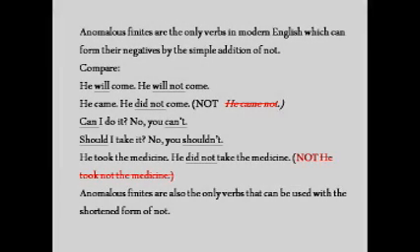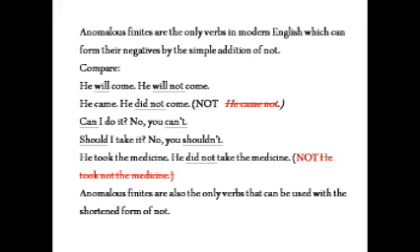So, anomalous finites are the only verbs in English, as I told you earlier, which can form their negatives by the simple addition of not. Now, look at the slide. He will come. He will not come. He came. He did not come. It is not. He came not.